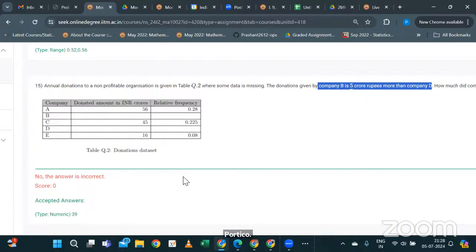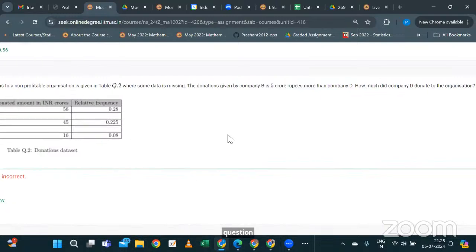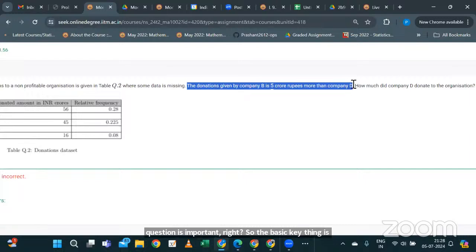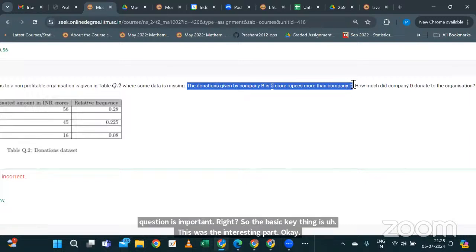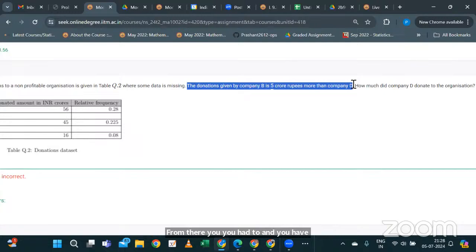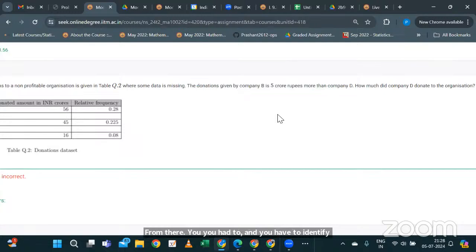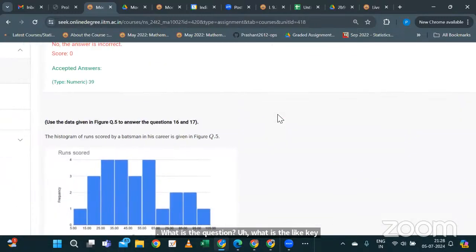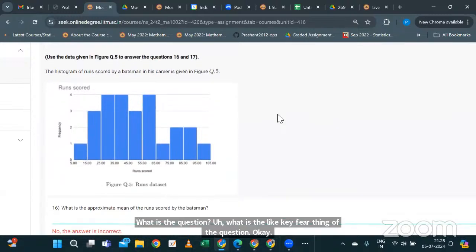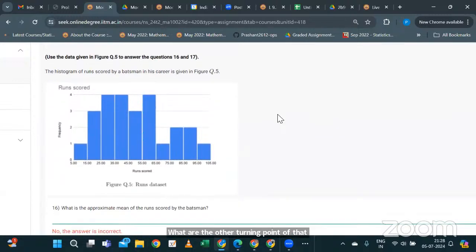Now this is clear, right? This kind of question is important. The basic key thing, the interesting part, is that you have to identify what the key thing of the question is, what the turning point of that question is. Next question is the histogram.